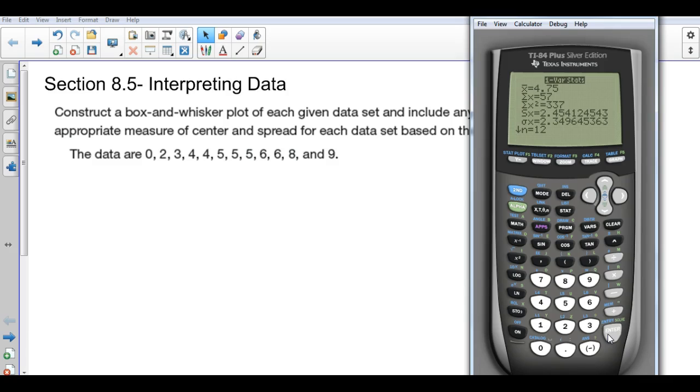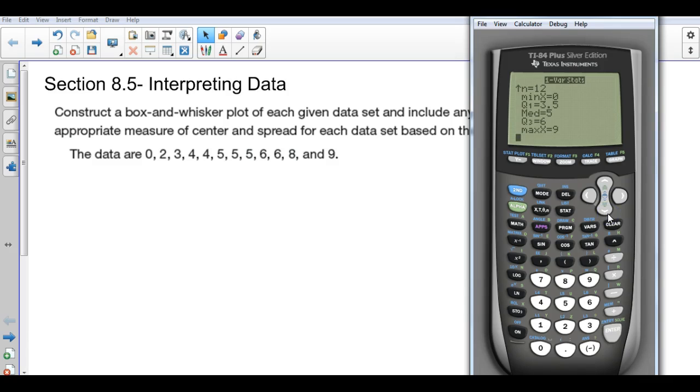So I'm going to copy these down, and then we'll talk about the spread. We'll make a box and whisker plot. We'll calculate the fences and all that good stuff. So I have a mean of 4.75, a standard deviation of 2.35, and I'll get my 5-number summary here.